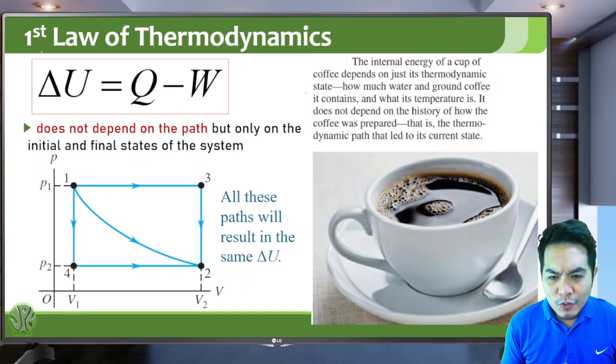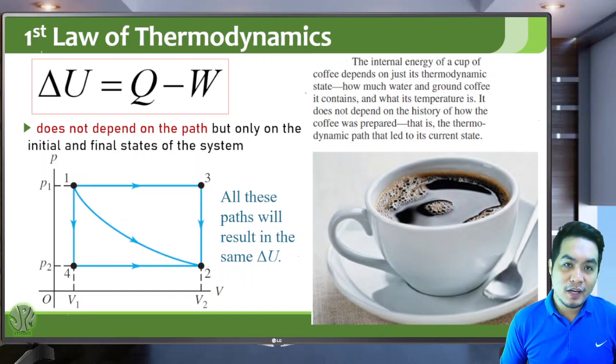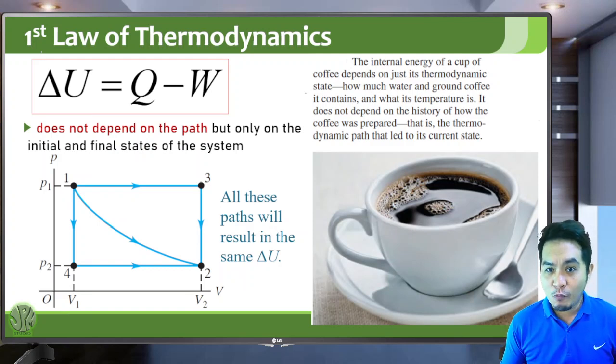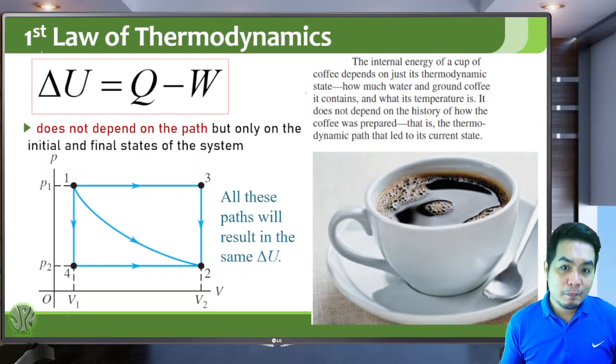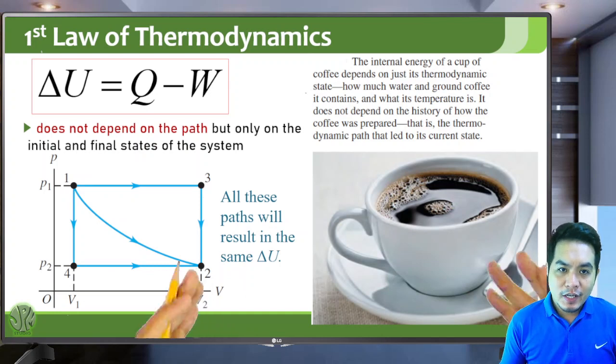So we can use the analogy of coffee. The internal energy of a cup of coffee depends on its thermodynamic state, that is, how much water and ground coffee it contains and what the temperature of this coffee is. It does not depend on the history of how the coffee was prepared, that is, the thermodynamic path that led to its current state. So that's just the analogy. It only depends on the initial and the final states.